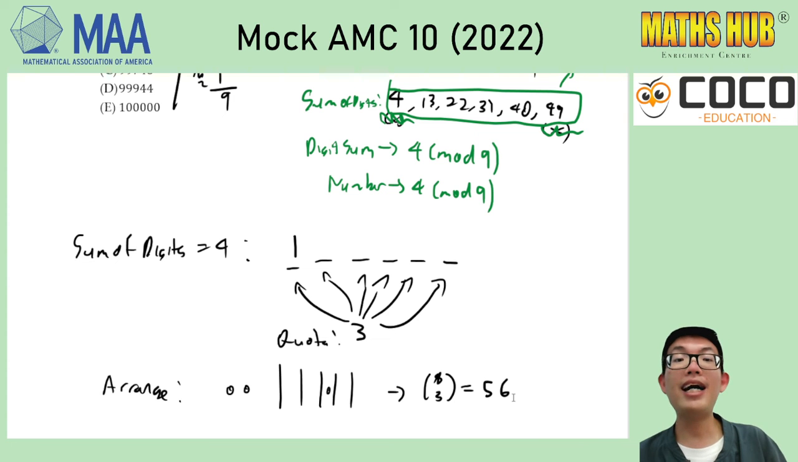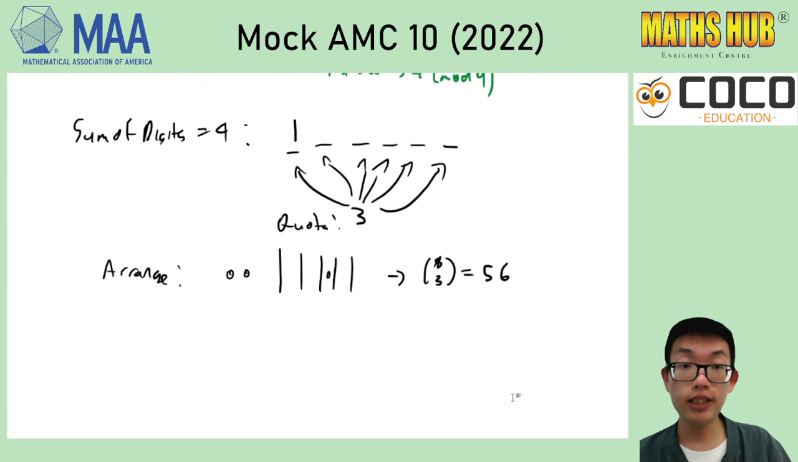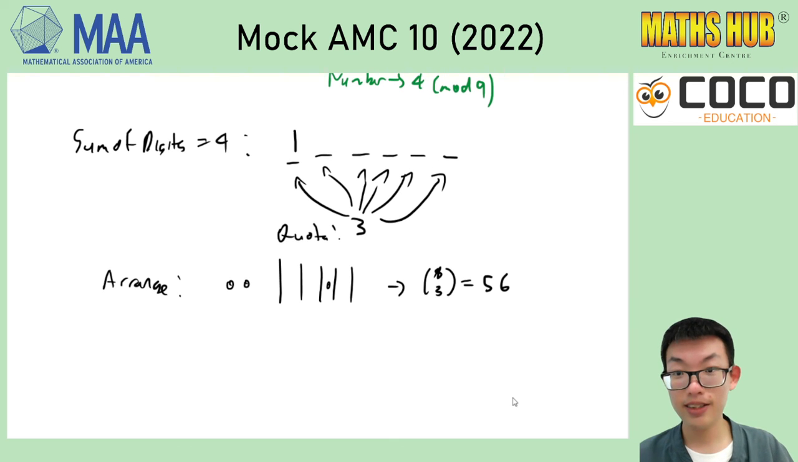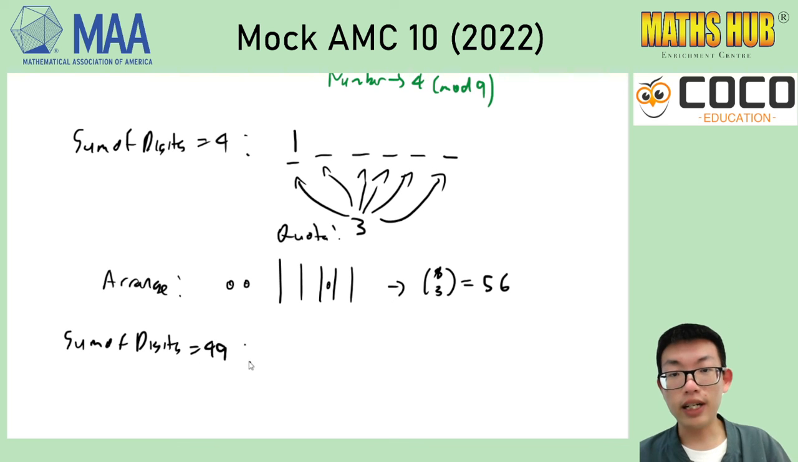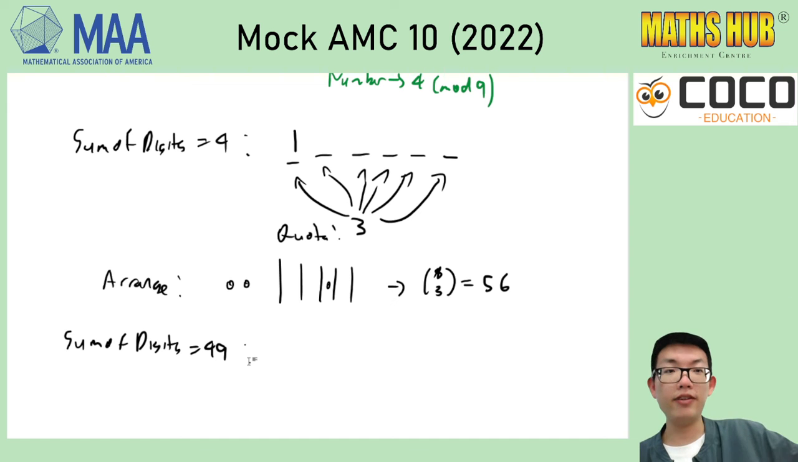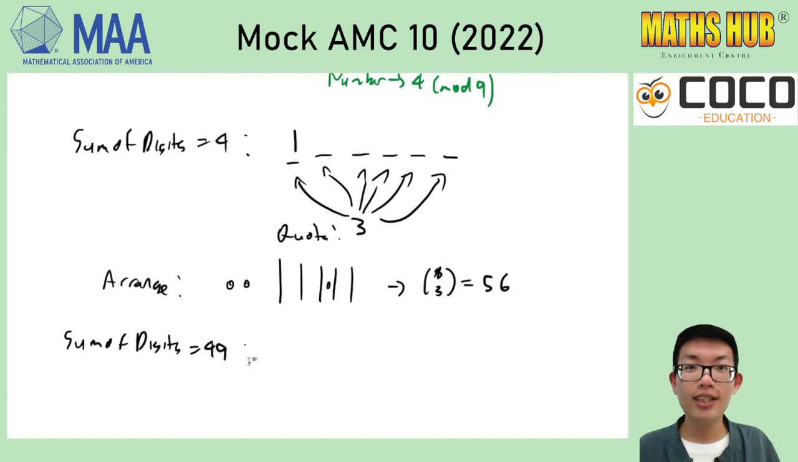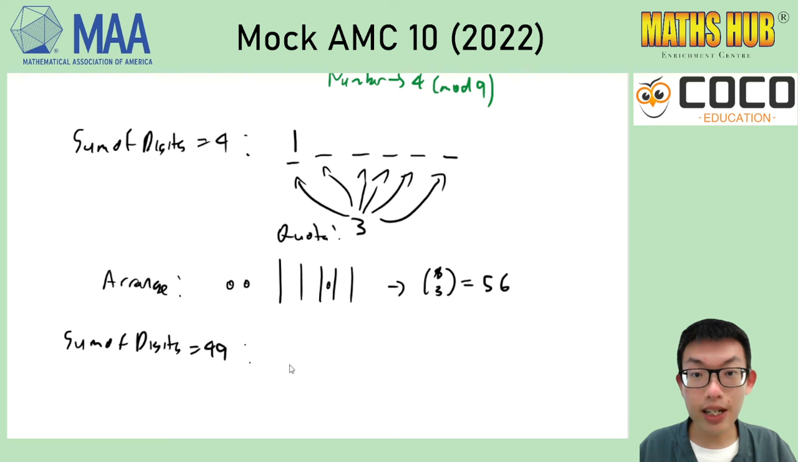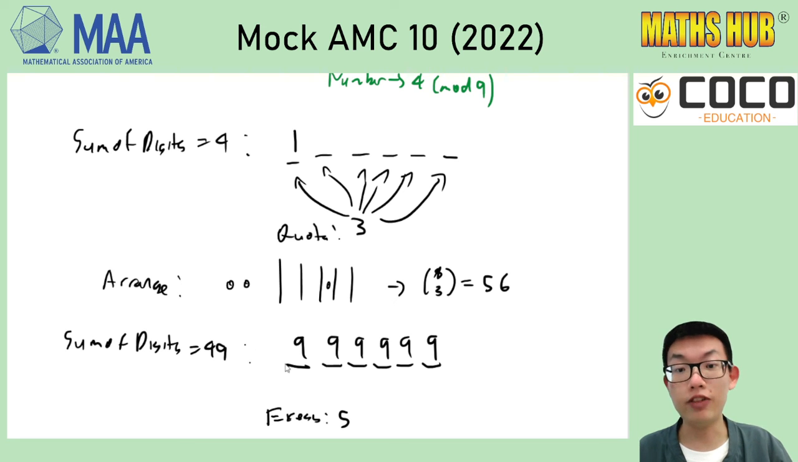Now, the other case is when the sum of digits is 49. For this one, I can't use this same approach because I'm only allowed to give at most 9 to each one. So I cannot do something like 30 to the first one, 10 to the second one. I'm not allowed to do that. So what I would like to do instead is to start off with 9 in each spot. And now I say that I have excess of 5 because it is 54 and I want 49.